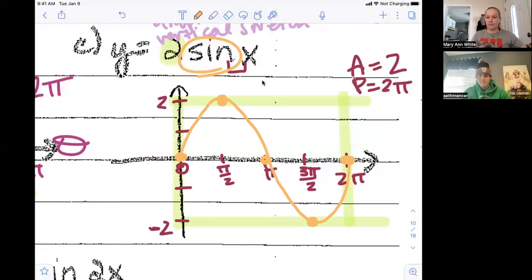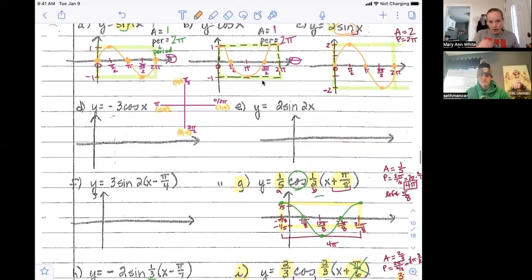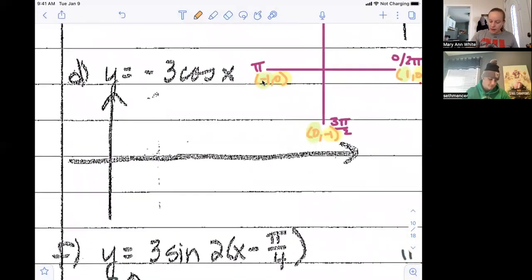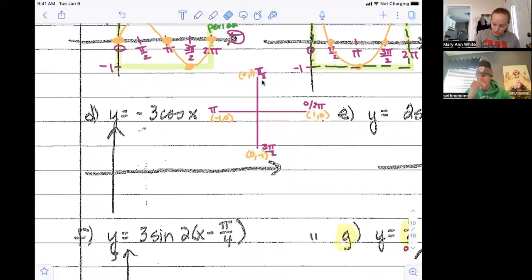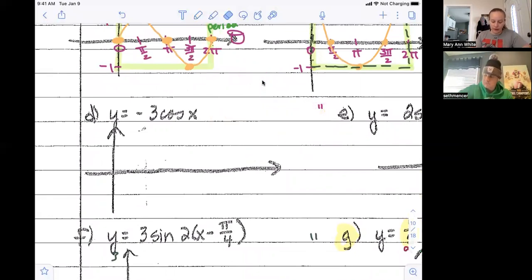All right, doing okay so far? Cool. All right, the next one is very similar to that. Oh, I'm going to erase this unit circle just because I don't need it anymore. This one, the only difference now is I'm doing a cosine graph. So I'm going to practice graphing cosine.